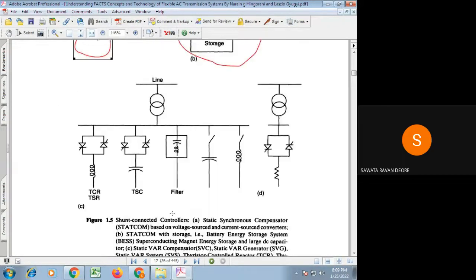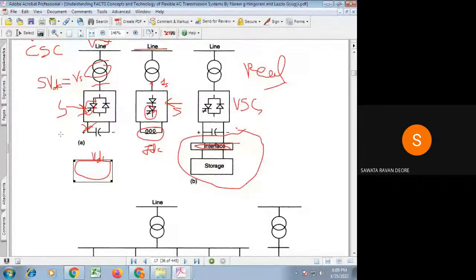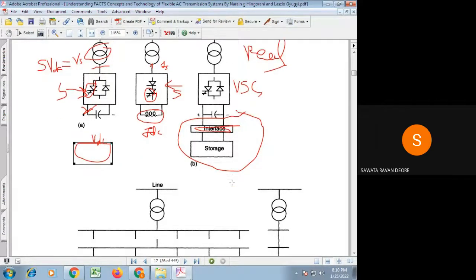So for this, as we discussed, is voltage source converter based shunt compensator, that is also called as STATCOM. So only this is voltage source converter base and this is current source converter base. So it is called as STATCOM. So this is the STATCOM along with storage.